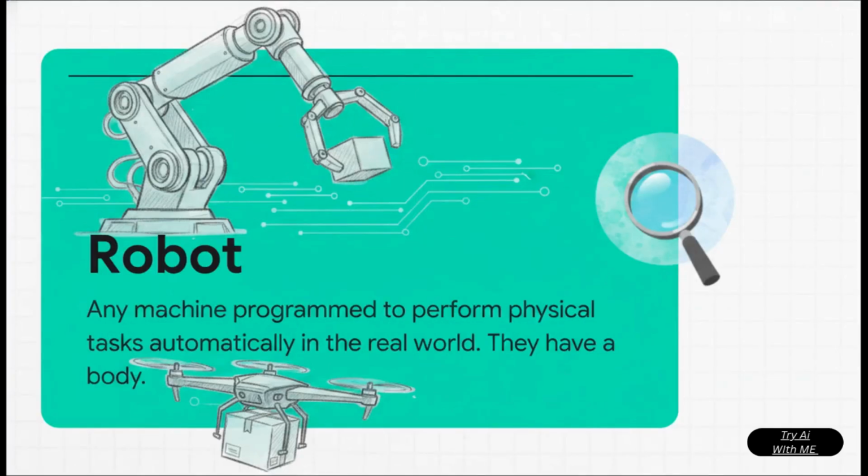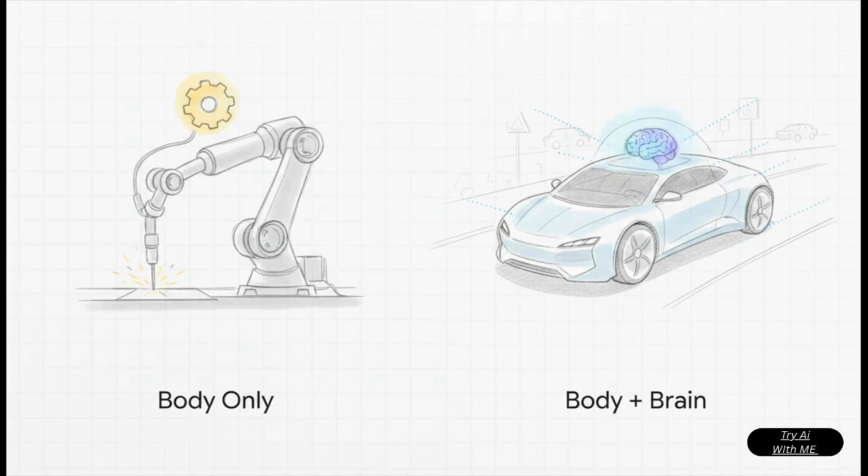The most important word on this entire slide is physical. Seriously, robots exist in the real world. They move things, they build things, they carry things. They have a physical body. So those giant mechanical arms you see in car factories, robots. A drone that delivers a package to your door, that's a robot too. And here is the absolute key idea.